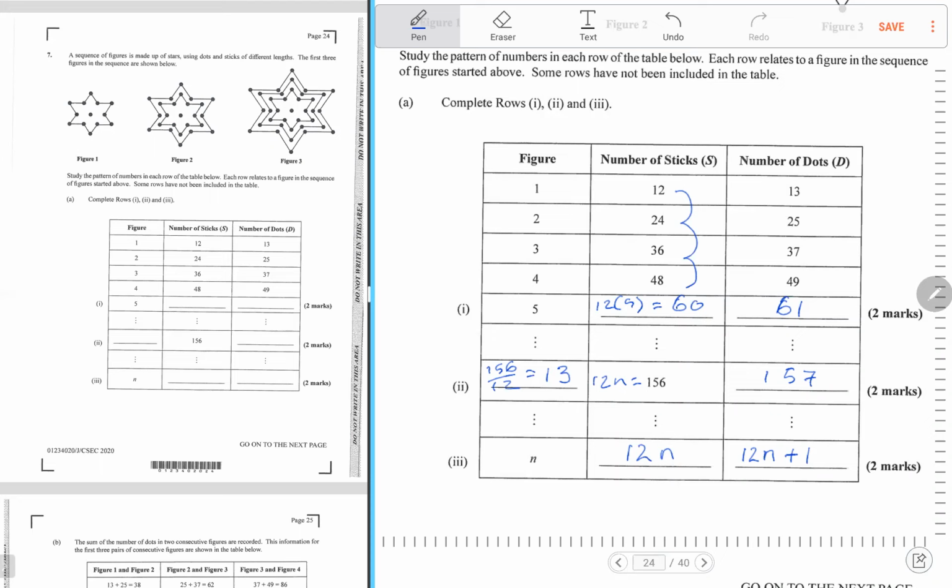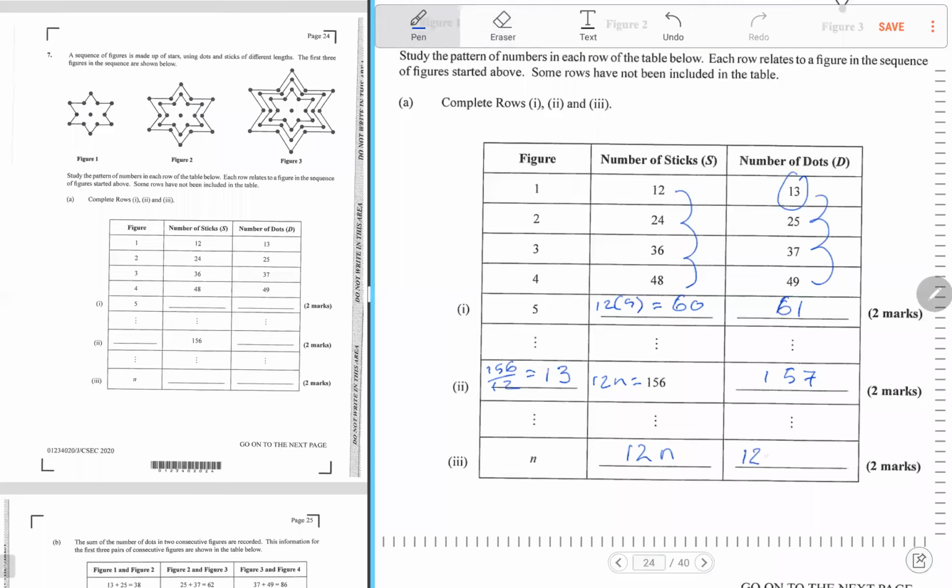And then you look at the first figure to know if it's 5n plus something or 5n minus something, because you know that in the first figure, n equals 1. So if you look at this one, for example, they're increasing by 12 each time, so we start by saying the formula has 12n. That's what I have here. Formula has 12n. All right, so we'll put on the 12n first.